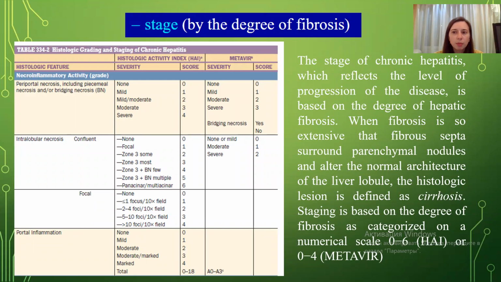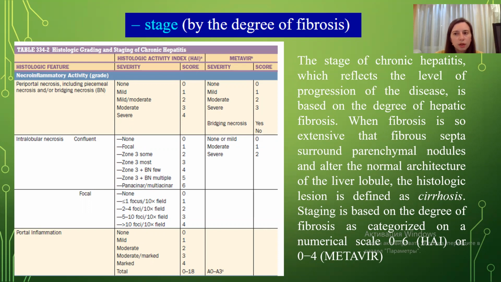The stage of chronic hepatitis, which reflects the level of progression of the disease, is based on the degree of hepatic fibrosis. When fibrosis is so extensive that fibrous septa surround parenchymal nodules and alter the normal architecture of the liver lobe, the histologic lesion is defined as cirrhosis. Staging is based on the degree of fibrosis as categorized on a numeric scale, 0 to 6 for HAI or 0 to 4 for METAVIR.